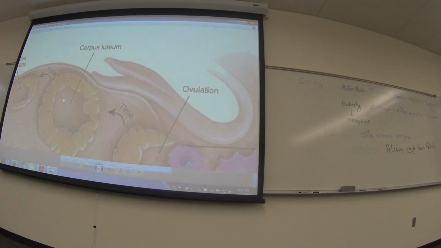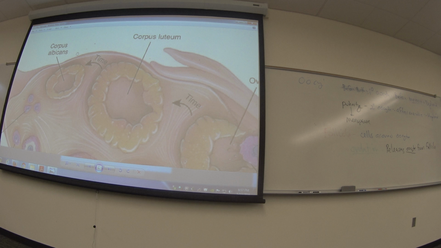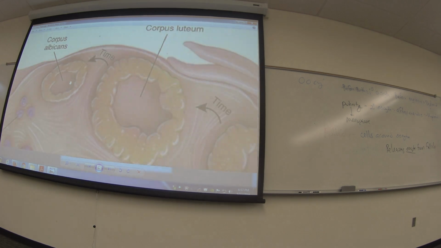What is that? It says corpus albicans, I know that, but what is that? Recycle the follicle. Close. So it's the same follicle. What did the follicle do? It's getting smaller, it's degenerating, it's rotting, it's atrophying. There's lots of words you can use.